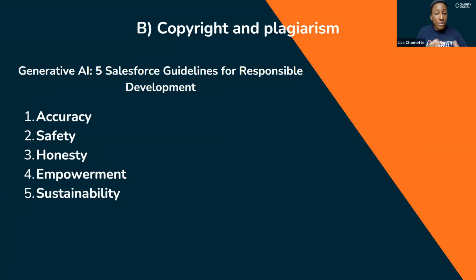Our friends at Salesforce have written 5 guidelines, which you can perhaps take some inspiration from. They're accuracy, safety, honesty, empowerment, and sustainability. We'll put the link in the chat so you can have a look in your own time at what they all entail. But I would just focus on the first one, which is accuracy, because essentially the guideline is we need to deliver verifiable results that balance accuracy and precision.